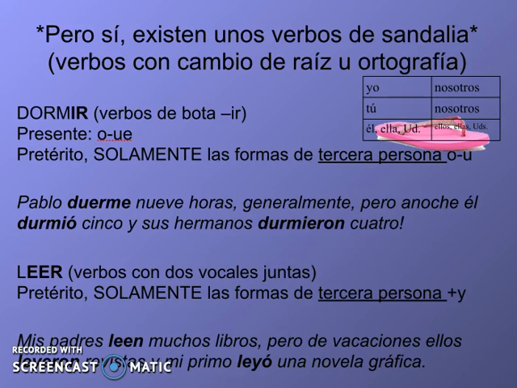So that's a little overview of all those irregulars. Good luck applying them, and we'll practice some of the most important ones in class. And for now, keep it as a reference. There's a little bit of why for each of those, how they work. Adiós.